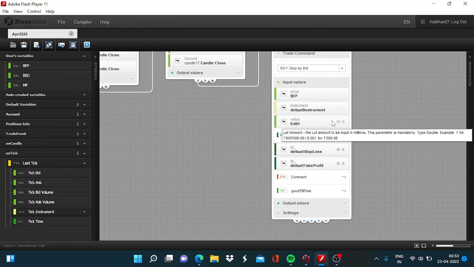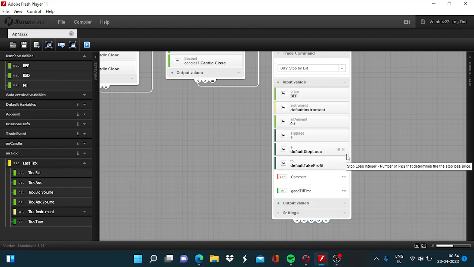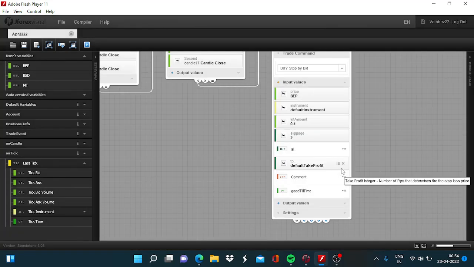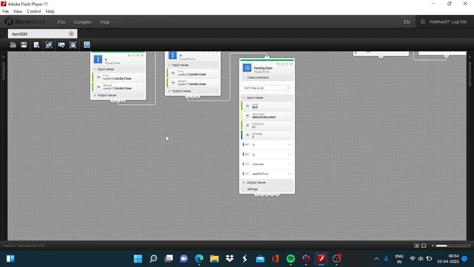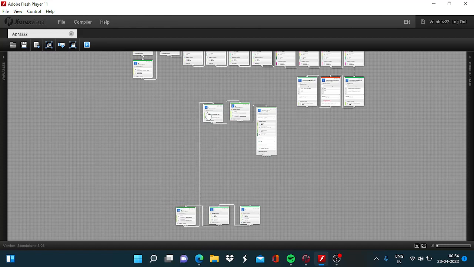Default instrument remains as it is. Trade amount I will change to 0.1 million. For Euro USD, 2 pips slippage should be good enough. Take profit and stop loss. This variable now need to be defined along with the order validity. We will create these variables anew. Prior to that, I will just position these blocks on the lower side to make it a bit easier to look at and understand the flow of this algorithm.